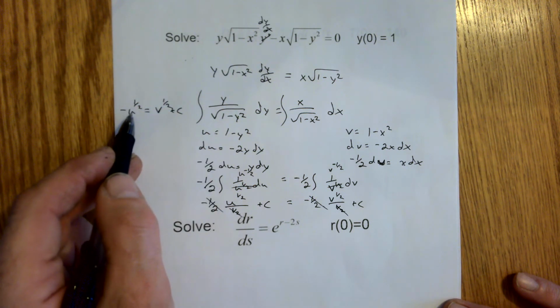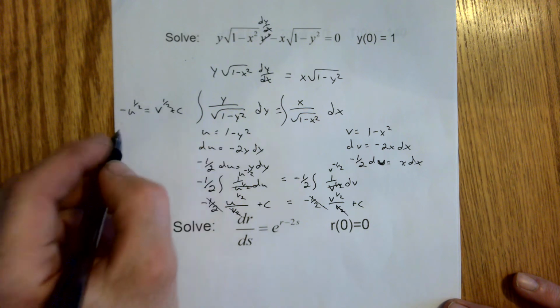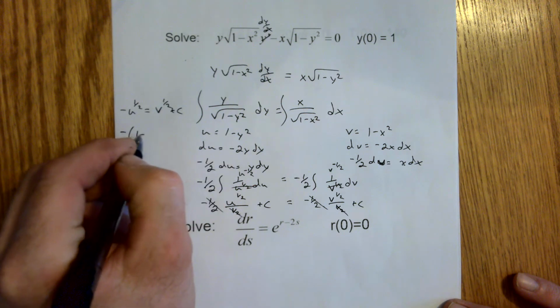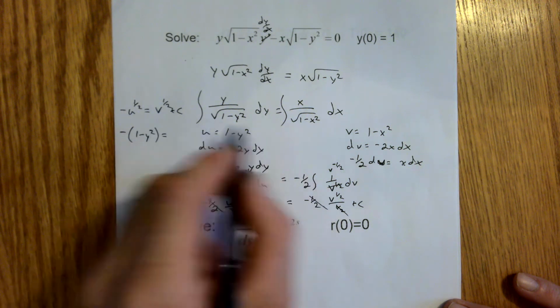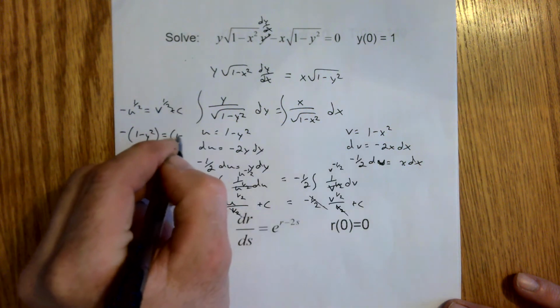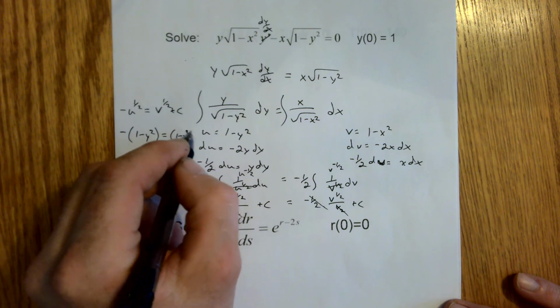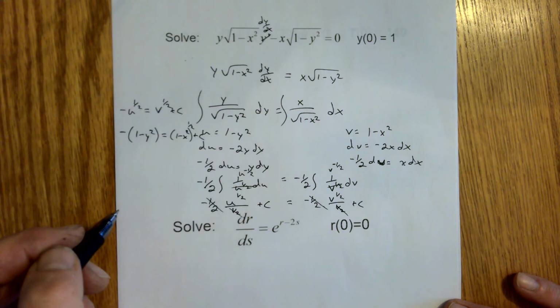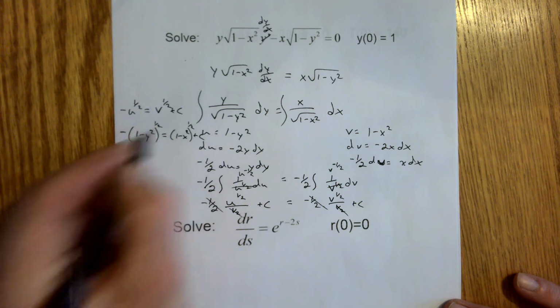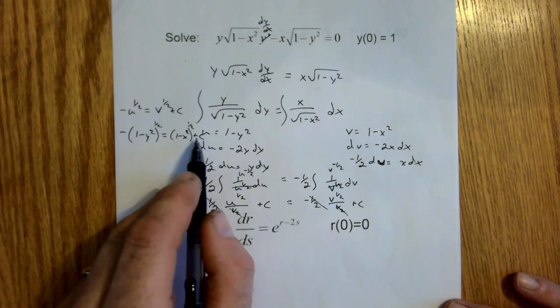I can go ahead and replace my u with 1 minus y squared, so I have the negative of 1 minus y squared. And that's going to equal v, which is 1 minus x squared, to the 1/2 plus our c. Oh, I lost my 1/2, didn't I? There we go. Now we can go ahead and find our c.